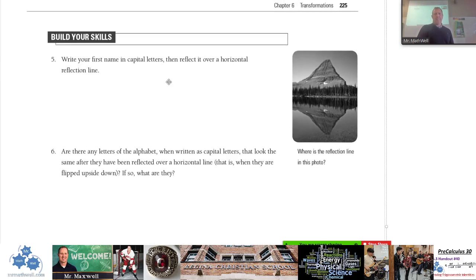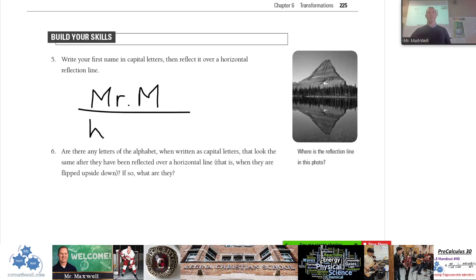Okay, so write your first name in capital letters, then reflect it over a horizontal reflection line. A horizontal reflection line, my name would be pretty easy. I'll just do Mr. M. Horizontal reflection line, I am, down and that. I'm pretty much Worcester W. Mr. M is Worcester W. So, reflection. Does that look good to you guys? Yeah. Look okay? All right.